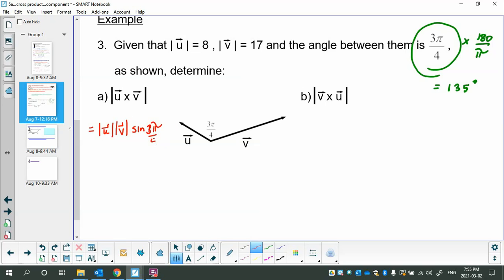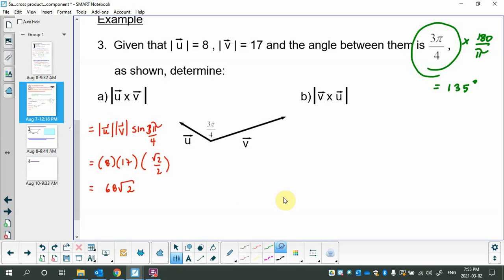And you can use 135 if you want. And you get that. The magnitude of u is 8, and the magnitude of v is 17. And if you check your unit circle, the answer for the sine of 3 pi over 4 is root 2 over 2. And if you multiply all those together, this 8 divides by the 2, so you get 4. So 4 times 17 is 68, and then you've got this root 2 lingering. So that is the magnitude of the vector that is perpendicular to both u and v.